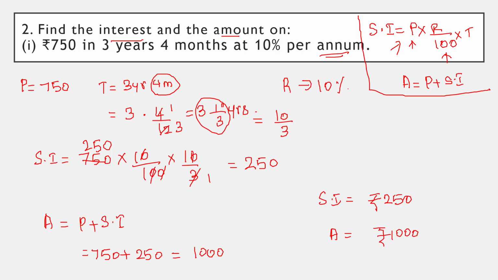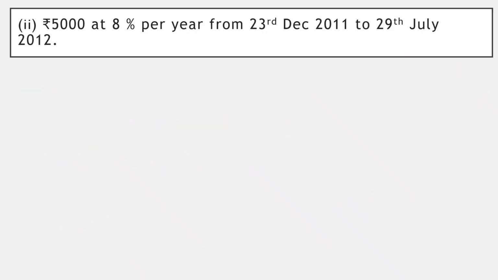So we'll see the next question. Our next question is 5000 rupees at 8% per year from 23rd December 2011 to 29th July 2012. First we'll write the given data. P equal to 5000, so our principal is 5000. And the rate of interest, is it given per year? Yes, it is given. So 8%.